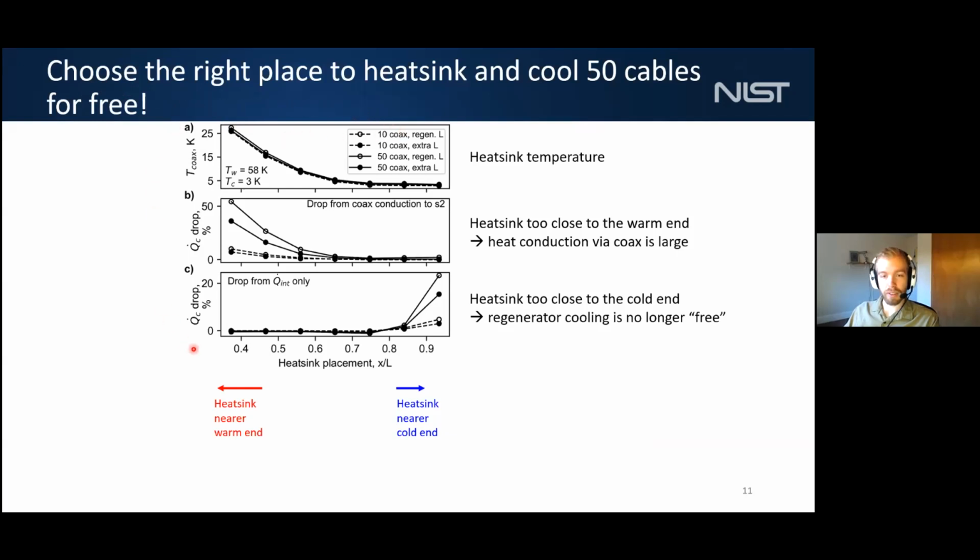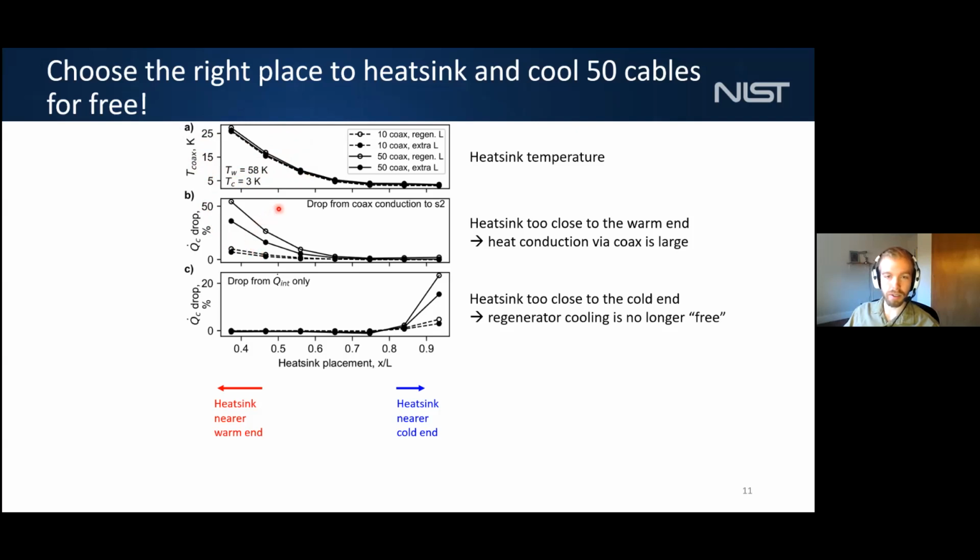To do that, we'll look at this data here. All of this data is a function of heatsink placement. If you heatsink nearer the warm end, those are data points towards the left. And if you heatsink nearer the cold end, those are data points towards the right. The top subplot is showing the temperature of the heatsink. If you heatsink nearer the warm end, you have a higher temperature for your heatsink, of course. And what that leads to is a larger amount of heat conducted down to your second stage heat exchanger.